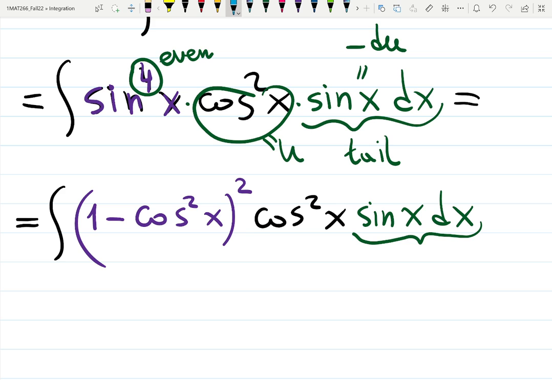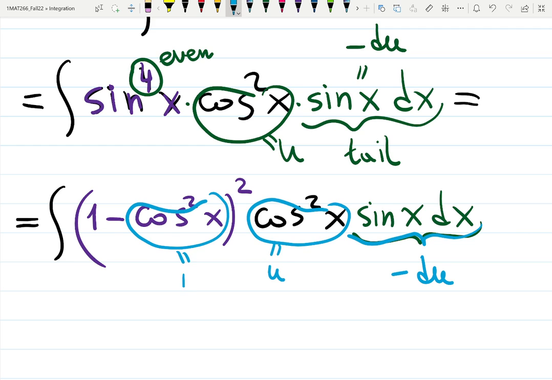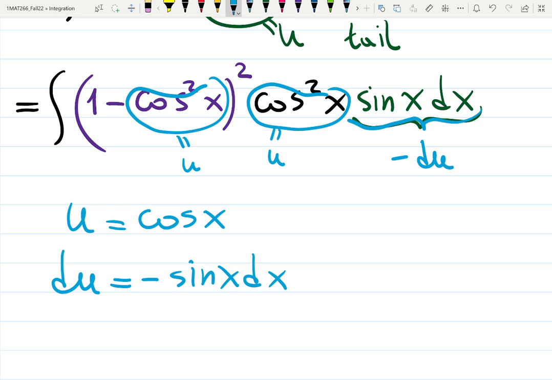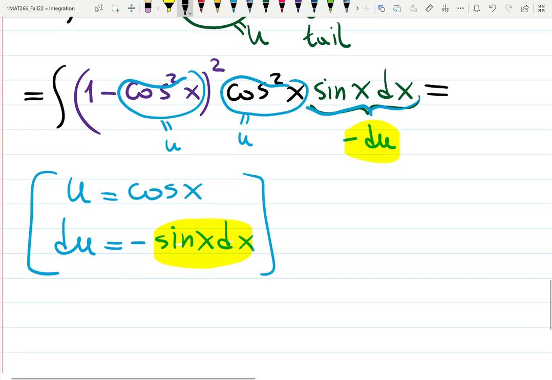Okay, if sine x dx is minus du, then what is u? Cosine. And here it is, everywhere. Just choose cosine to be u, and I'm going to perform u substitution. U is cosine x. Du is minus sine x dx. So that gives us that sine x dx is minus du, exactly what I wanted. So it's interesting, we perform a u substitution, but we know the tail first. We know the du instead of choosing your u.